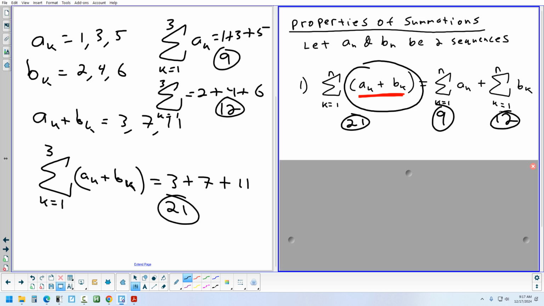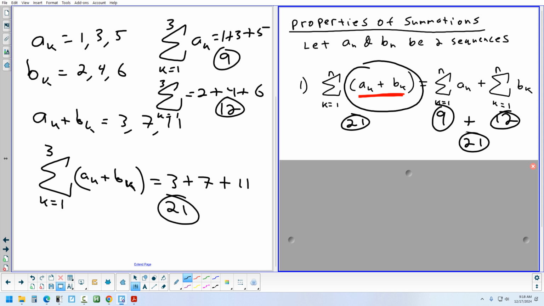So we added together all the numbers in sequence A first. Then we added all the numbers in sequence B. And now we're going to add those two together. What's 9 plus 12? 21. So the point is you can do it either way. If you want to add up all the numbers in 2 different sequences, you can either add them together term by term and then add that, or take the first sequence of numbers, add up everything you have, take the second sequence of numbers, add up everything you have, and then add those 2 numbers together.